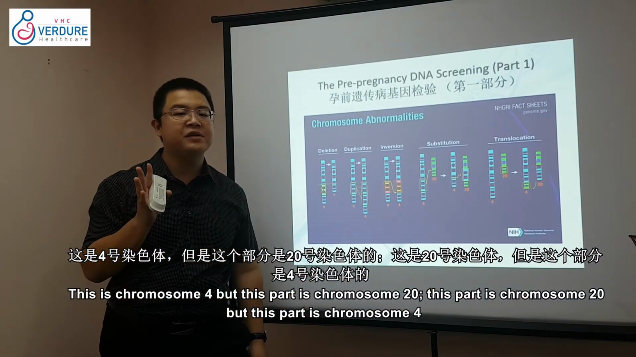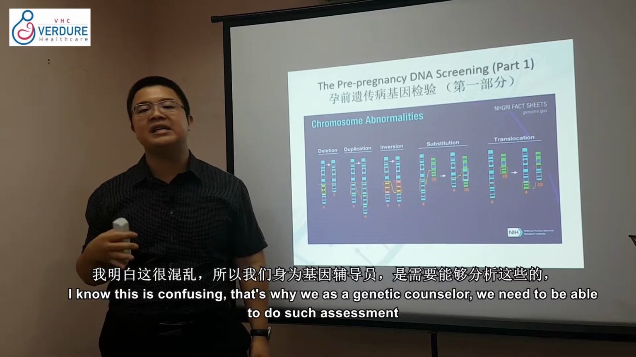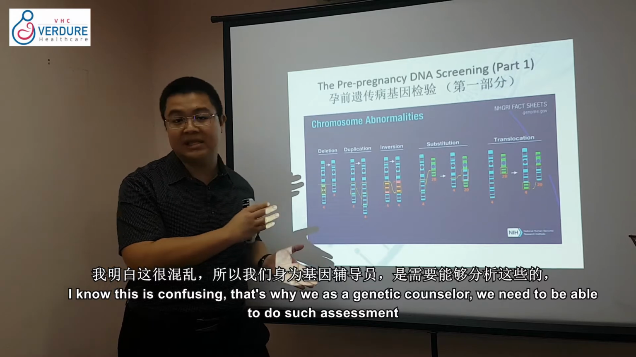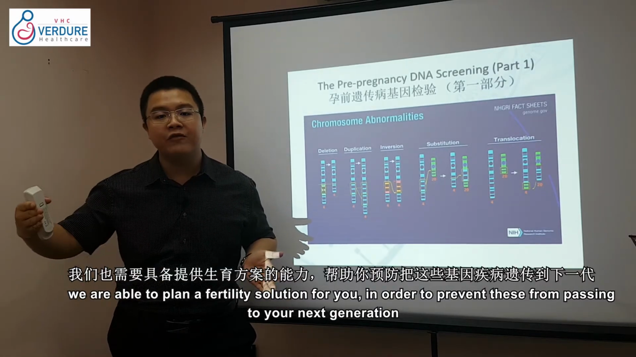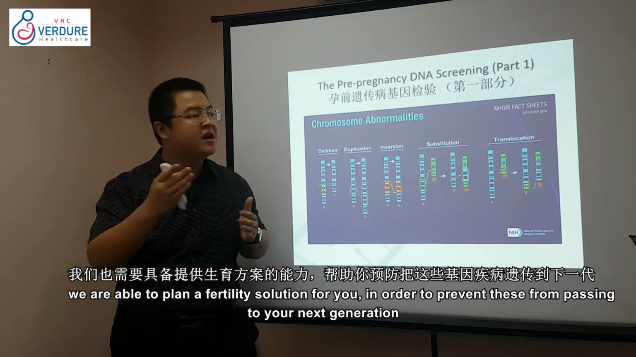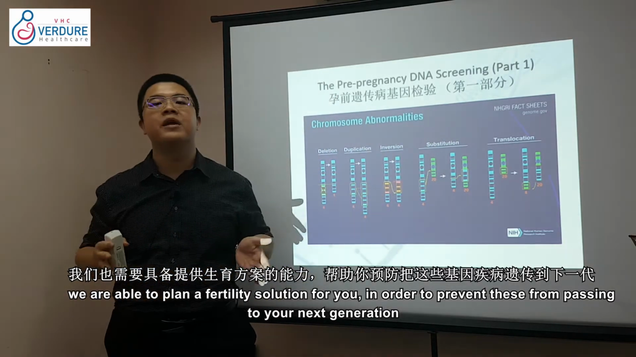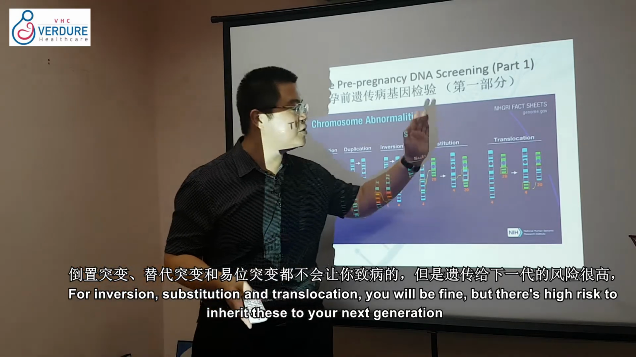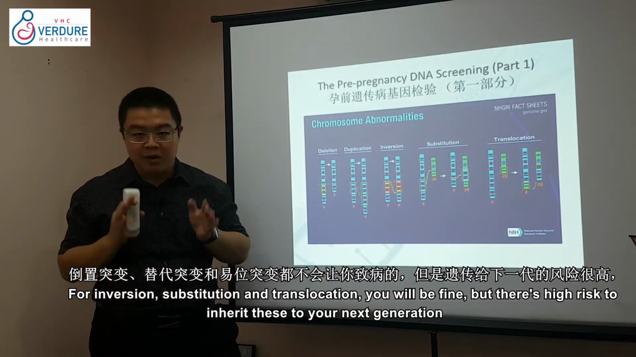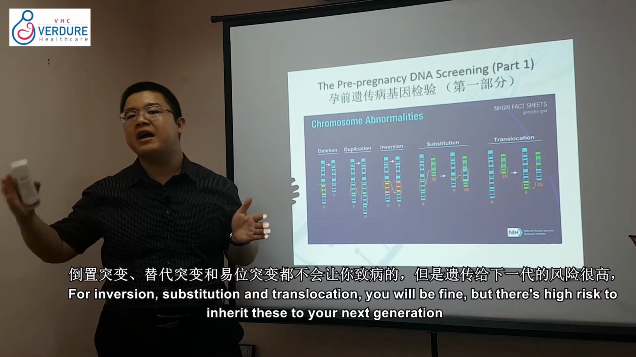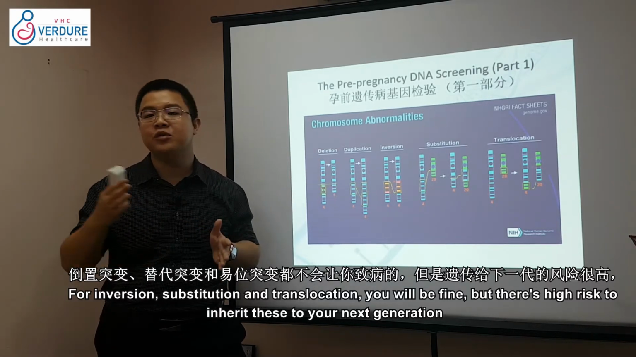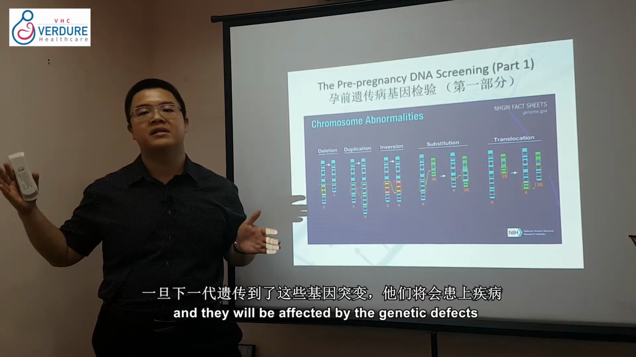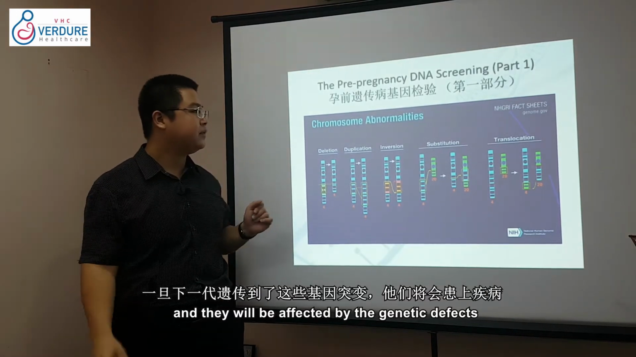Now, I know this is confusing, that's why we as geneticists and genetic counselors need to be able to do risk assessment. We need to be able to plan a fertility solution for you in order to prevent these things from passing on to your next generation. Okay? So for inversion, substitution, translocation, remember, you will be fine. It is just that there is a very high risk of passing these on to your next generation, and they will be affected by this genetic defect.